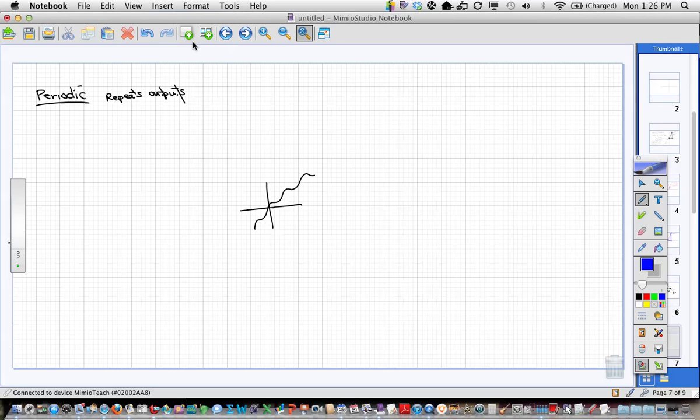Would you think that's periodic? Now, if the only definition was it's something that repeats, you might say yes. This does not repeat outputs. Okay? It keeps growing. All right?